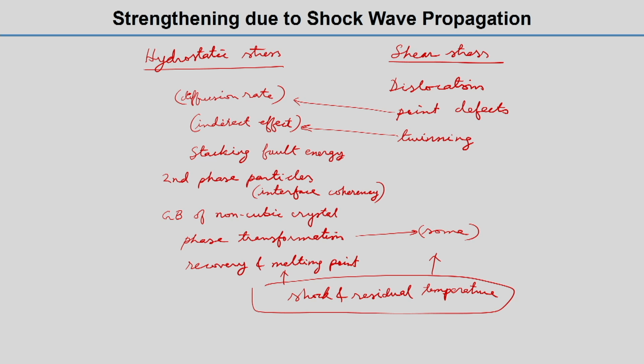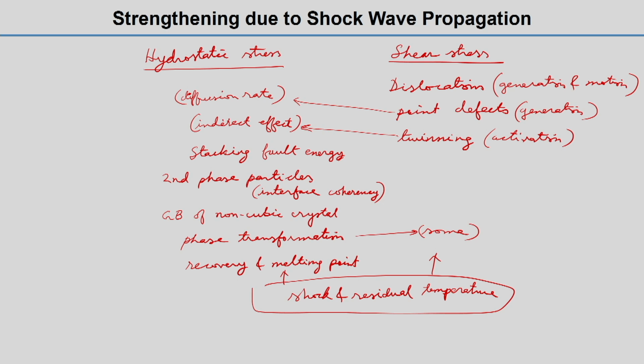But the generation is due to, we are talking about the generation here, even dislocation generation and motion are due to shear stress, and then point defect generation is due to shear stress, but diffusion rate is controlled by hydrostatic stress. And twinning, as you can understand, the activation depends mostly on shear stress.